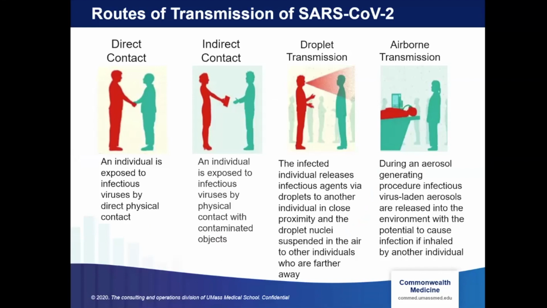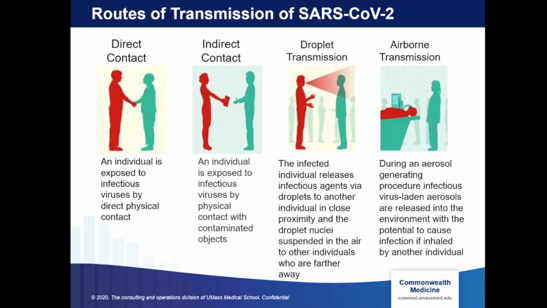So we have direct contact, where an individual is exposed to the infectious viruses by direct physical contact. We have indirect contact. An individual is exposed to infectious viruses by physical contact with contaminated objects. We have droplet transmission. The infected individual releases infectious agents via droplets to another person in close proximity, which again is why we have that social distancing.